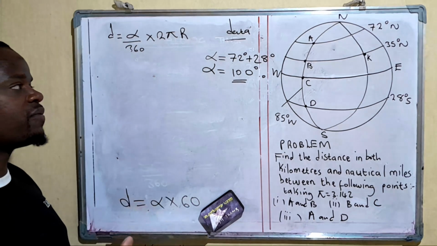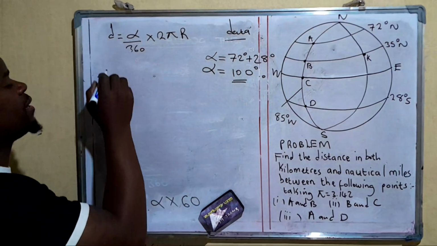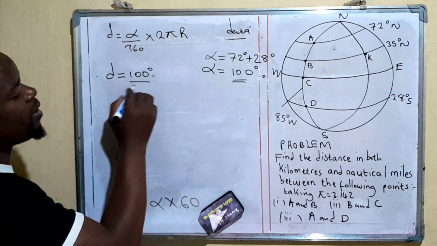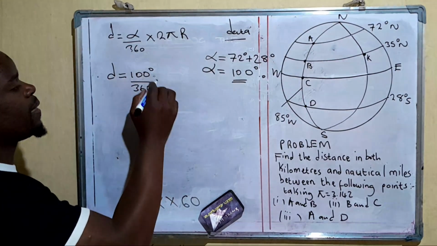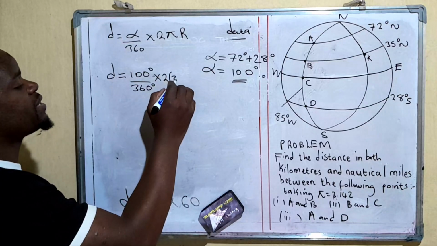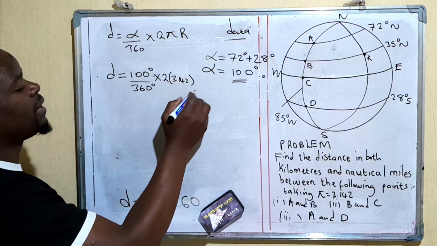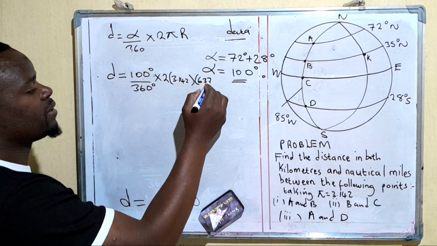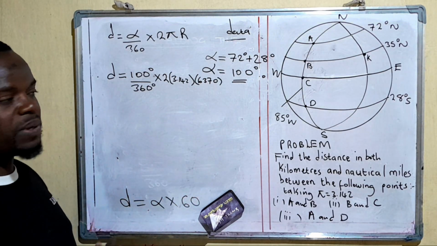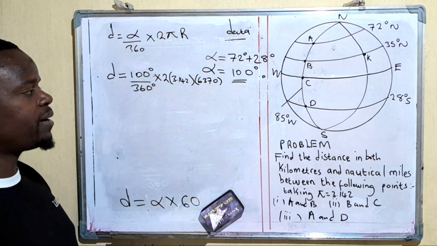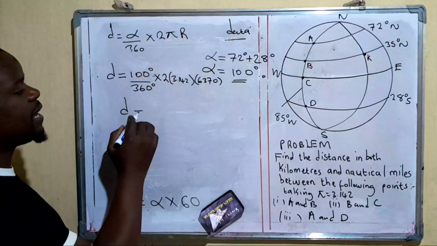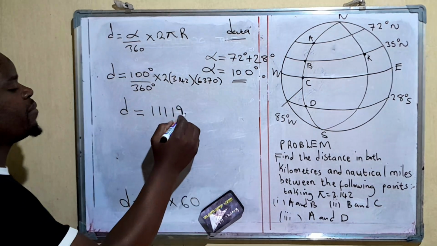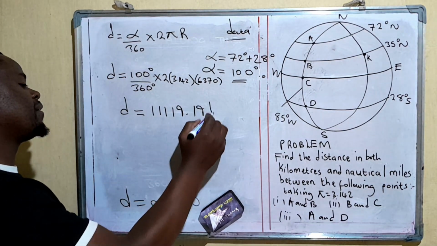Now, having resolved it, we are going to plug it into the equation. Therefore, we're going to have distance is equal to 100 degrees over 360 degrees times 2 times 3.142, and then the radius of the Earth is 6370 in kilometers. When you reach this point, just punch your calculator and the answer will be 11,919 kilometers.